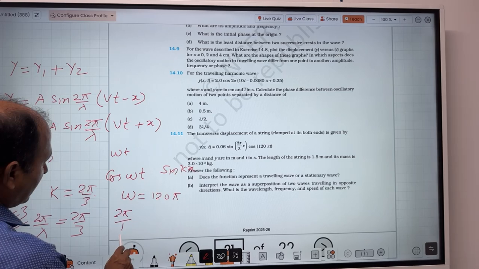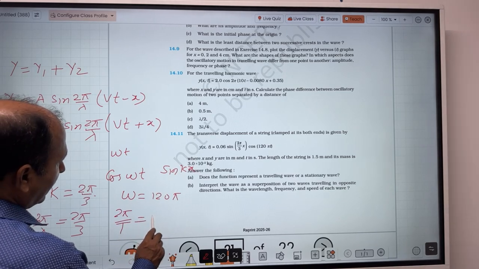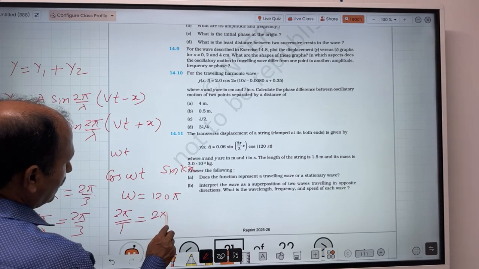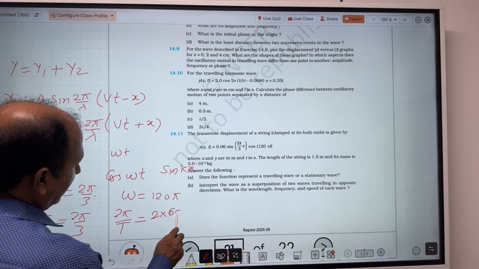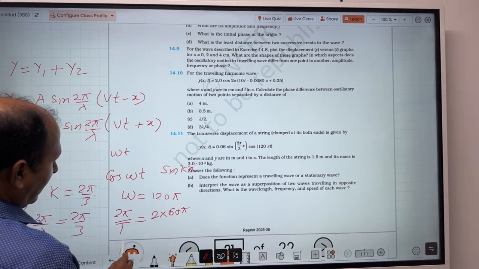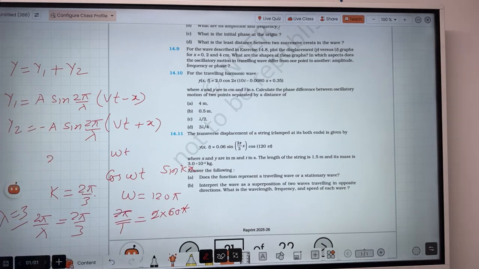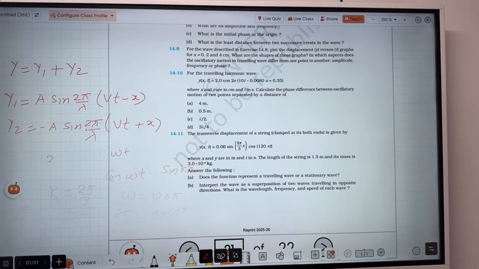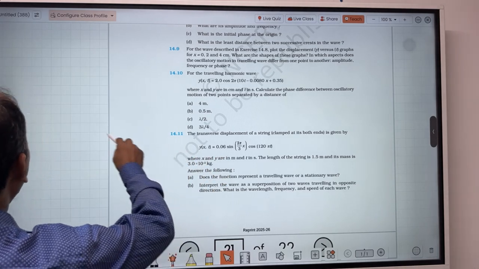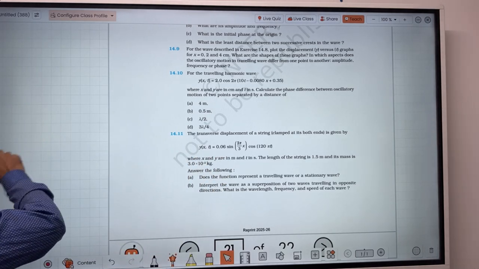Similarly, this is 2 pi by T equal to 2 into 60 pi. Why I have written it? So that you can easily compare. 2 pi will cancel out, and time period. So here we have to find out time period. So T will be what? One minute, I think I made some mistakes. So let's rewrite it.